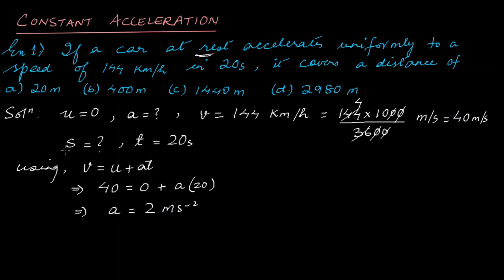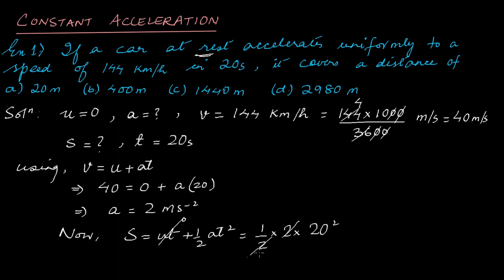So after finding a, now you can use the formula s is equal to ut plus half at squared. You can find the value of s. Obviously u is 0, so this part will be 0. So you have only half times a, which is 2, and time here is 20 squared. This and this will go, and 20 squared is 20 into 20, which is 400 meters. So which is the correct option? Option B. That's the correct option.